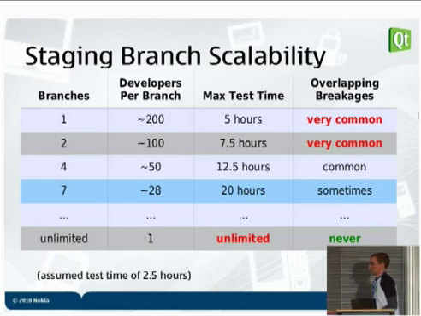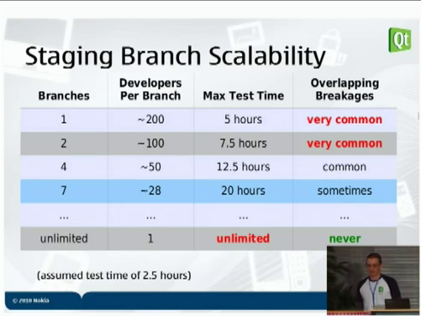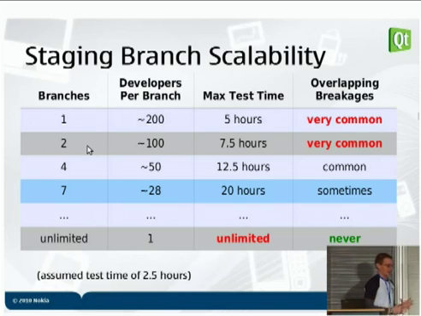So it's worth mentioning that having one staging branch, it's almost like the situation you have if you don't have any regression testing at all. Everything is going on in the same branch, and things are breaking all the time.